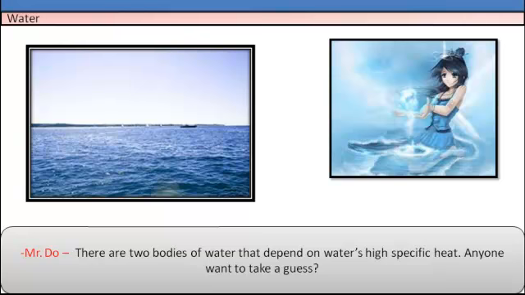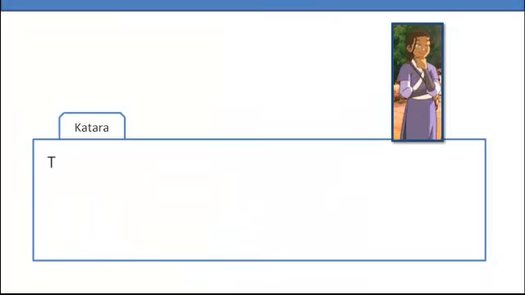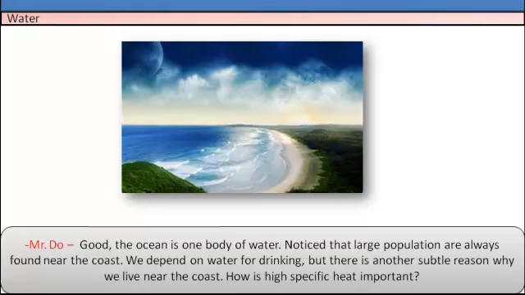There are two bodies of water that depend on water's high specific heat. Anyone want to take a guess? Good, the ocean is one body of water. Notice the large populations are always found near the coast. We depend on water for drinking, but there is another subtle reason why we live near the coast. How is high specific heat important?